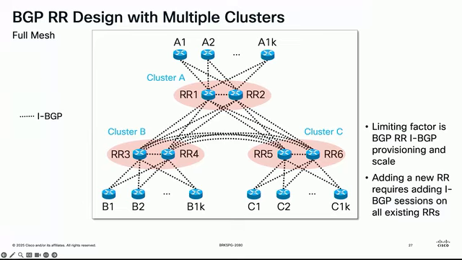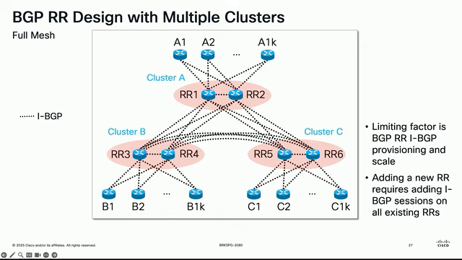Right? So here we show a full mesh multi-cluster design. And in this illustration, we have 3 clusters, each with a pair of route reflectors. Cluster A, B, and C. And as you can see, as the slide title implies, there's a full mesh between all of the route reflectors in all of the clusters. Okay? So this is a widely deployed model.